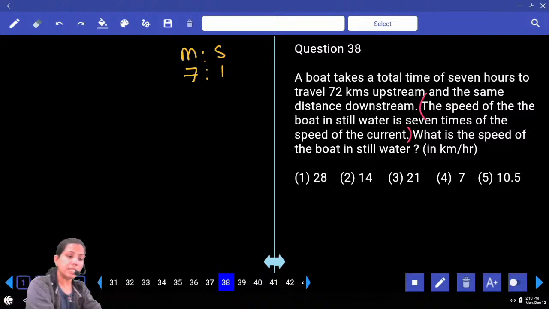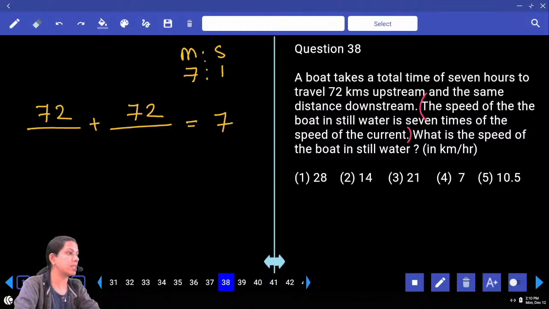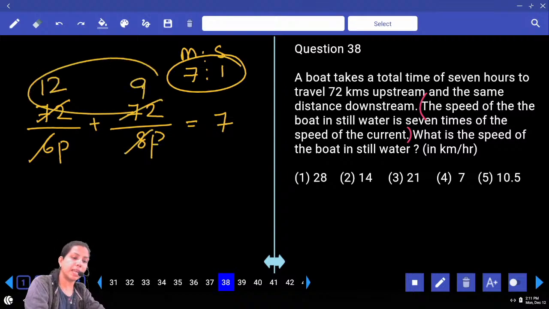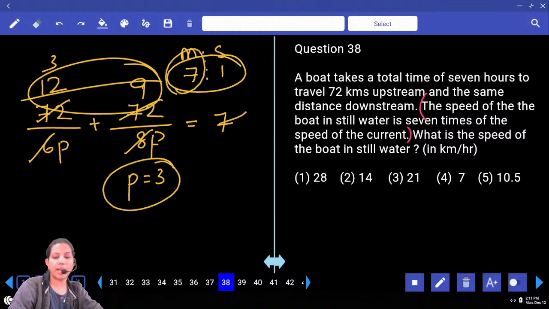Next, total distance 72 kilometers upstream and 72 kilometers downstream. Total time together is equal to 7 hours. What is the time formula? Distance by speed. Suppose going from A to B is upstream. What is upstream speed? 6 parts, that is 7 minus 1, 6 parts upstream. Downstream 8 parts. So 72 by 6 is 12 and 72 by 8 is 9. 12 plus 9 is 21, 7 exactly 3 times. We conclude that 1 part is equal to 3. Your question is, what is the 7 parts value? 21. That is the third option.